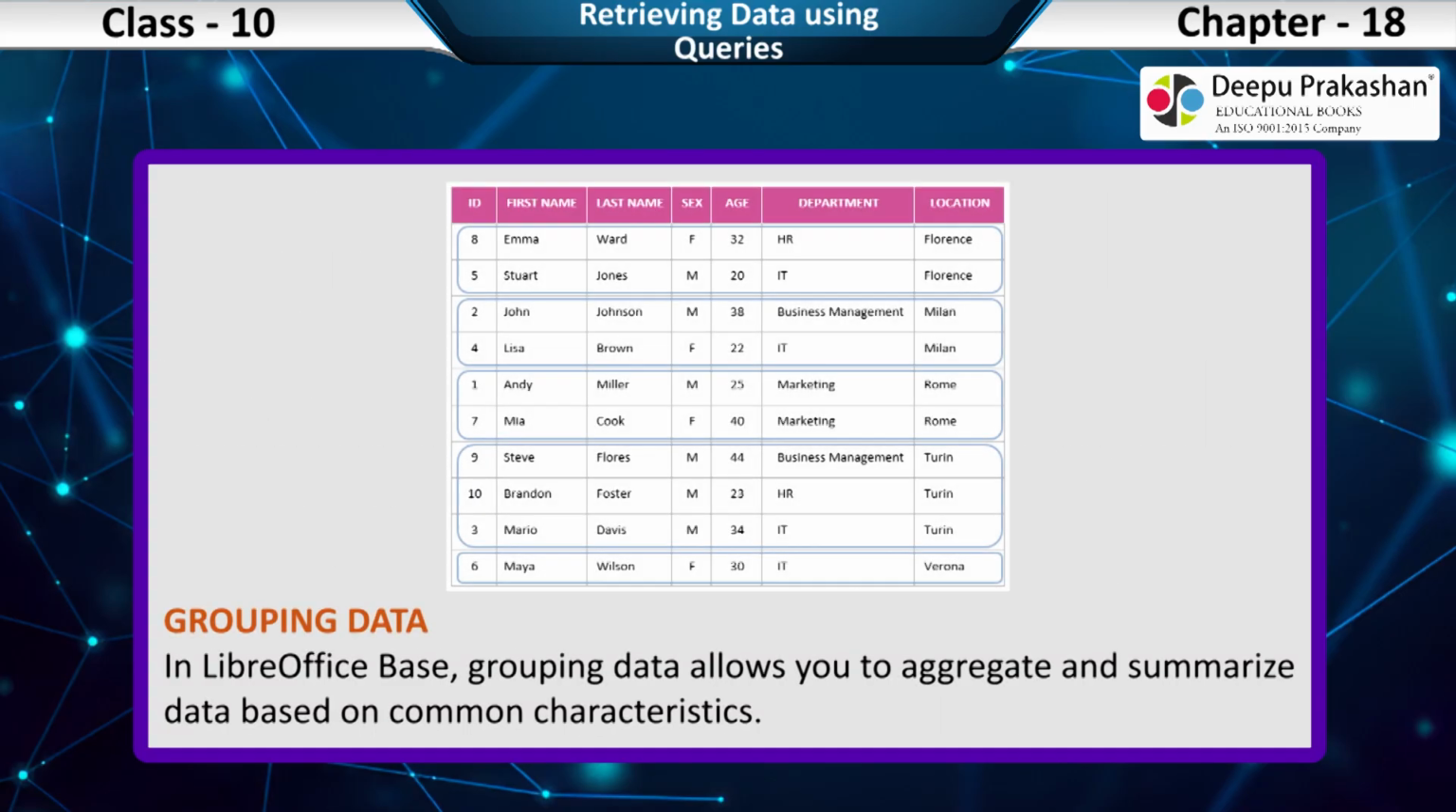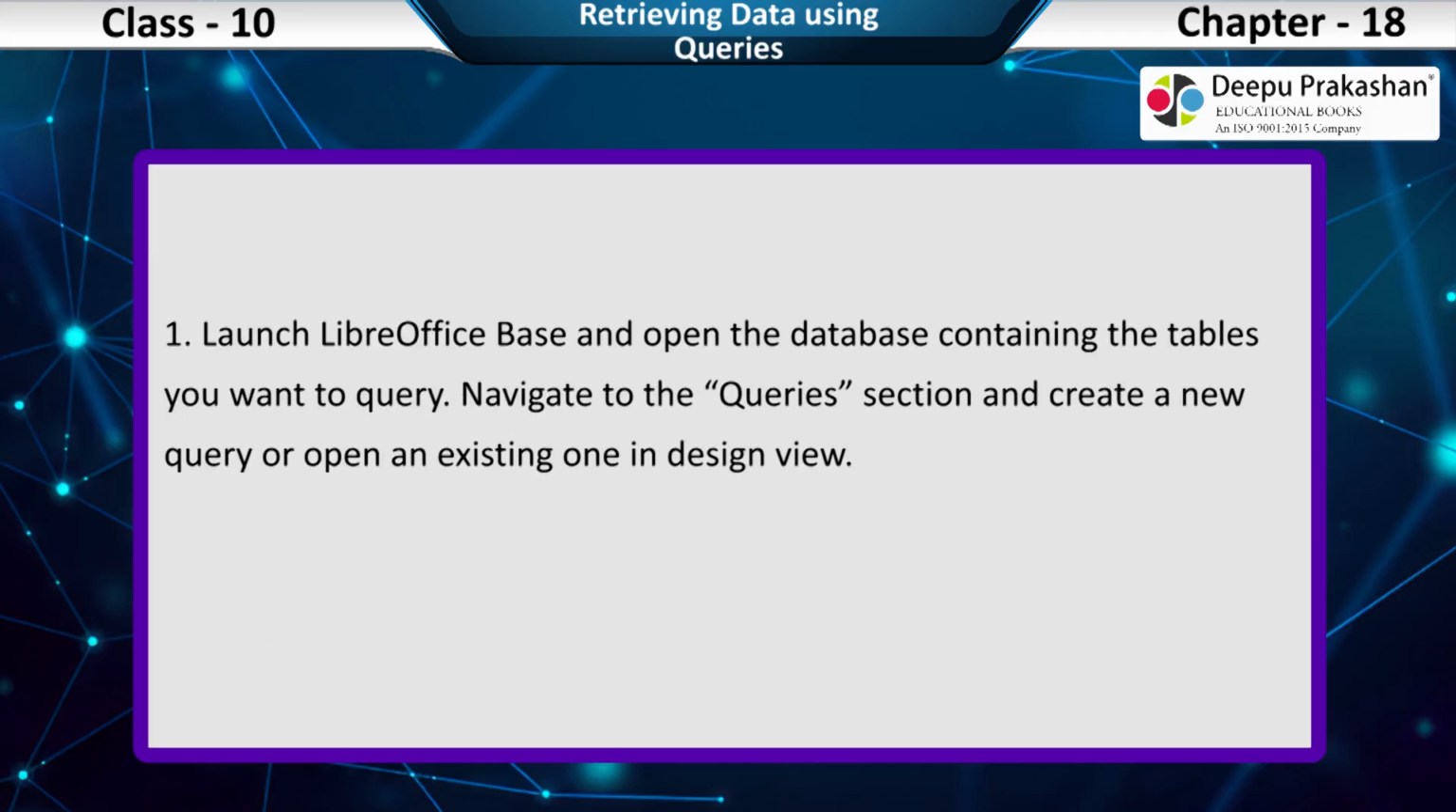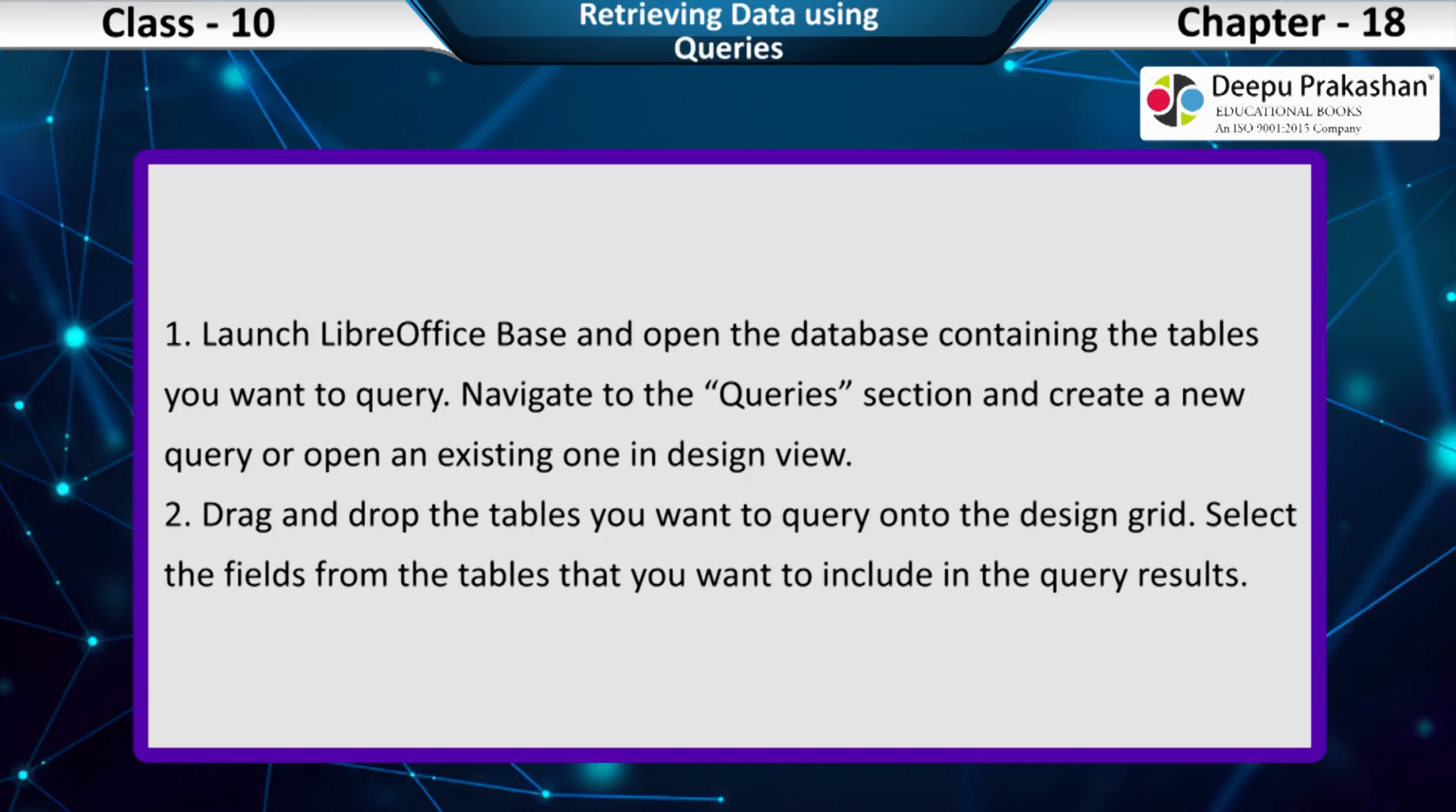Grouping data. In LibreOffice Base, grouping data allows you to aggregate and summarize data based on common characteristics. Launch LibreOffice Base and open the database containing the tables you want to query. Navigate to the Queries section and create a new query or open an existing one in Design view. Drag and drop the tables you want to query onto the design grid. Select the fields from the tables that you want to include in the query results.